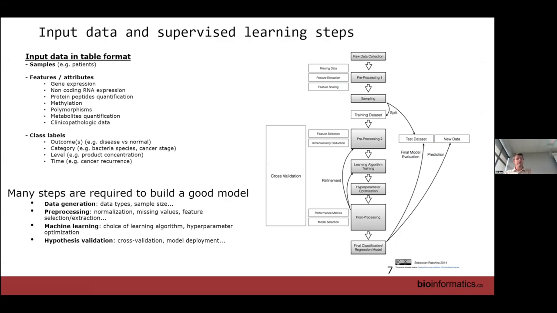And you have many steps to follow that are not easy. Once you have your data, you need to probably normalize it. You sometimes have missing values. You have to explore the feature selection or feature extraction problematics. Sometimes you have so much data that it's really hard to put that directly in the model. So there are ways to optimize that and to reduce the dimensionality of your data.